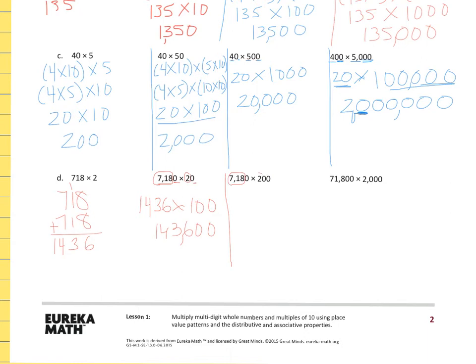Same thing with the next one. 718 times 2, I just figured that out. That was 1,436. And then it looks like I have 1 zero in the first number, 2 zeros in the second number. So the number that represents 3 zeros would be 1,000. That means I take my 1,436, add 3 zeros to get 1,436,000. And then hopefully you guys are seeing the patterns that we're doing. We'll go ahead and skip this last one and go over to some word problems.